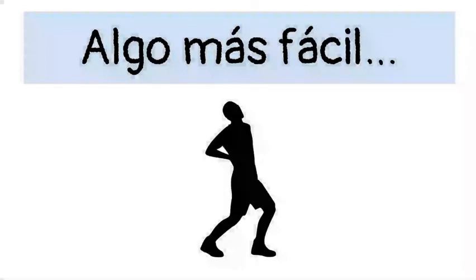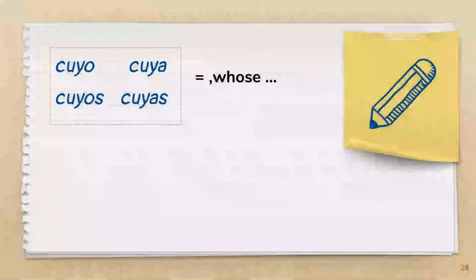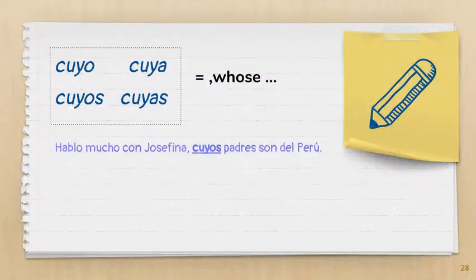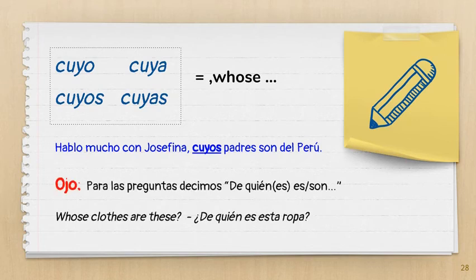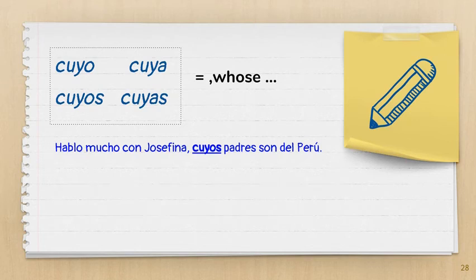Okay, for our last piece, this tends to be a little bit easier for students. It doesn't have so many rules. Our last relative adjective, this one's an adjective, not a pronoun, is cuyo, and it has singular and plural masculine and feminine forms, cuyo, cuya, cuyos, cuyas, and we use this adjective to say whose, like to add on information about someone's possession or a person they have a relationship with. So if I say something like, hablo mucho con Josefina, cuyos padres son del Perú, it just means I talk a lot with Josefina, whose parents are from Peru.